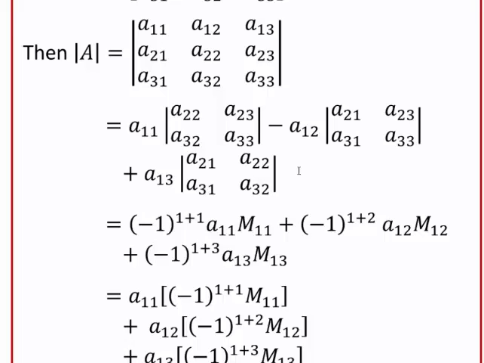In this way we obtain the determinant, and this we can do for any order, provided that it is a square matrix. Of course, this is nothing but minus 1 raised to 1 plus 1, a11 m11, like this. Just substitute and simplify this.